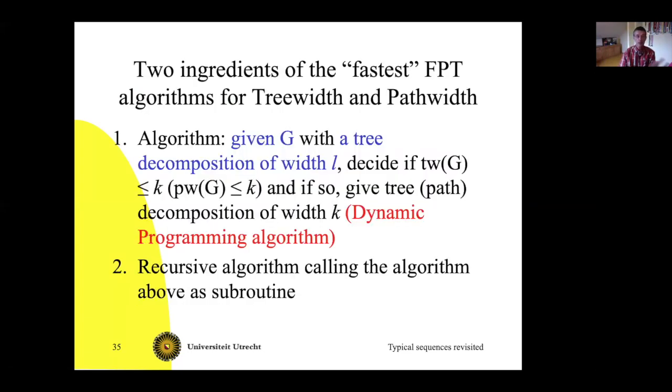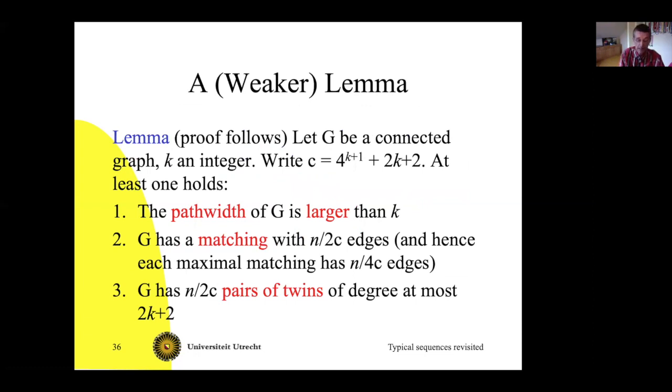There are basically two ingredients for this algorithm. One is a dynamic programming algorithm for treewidth itself. This algorithm has as input two things, the graph itself and a tree decomposition of some constant width L. L may not be the optimal width, but it's still constant, and in the way it's used here, L is basically 2 times K. Then the algorithm decides whether the treewidth or pathwidth is at most K, and if so, it also gives you a tree decomposition or path decomposition of the same width. The second ingredient is a recursive algorithm which calls this first algorithm as a subroutine.